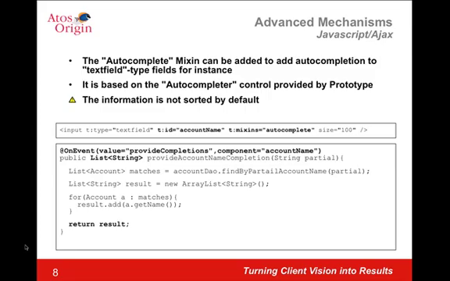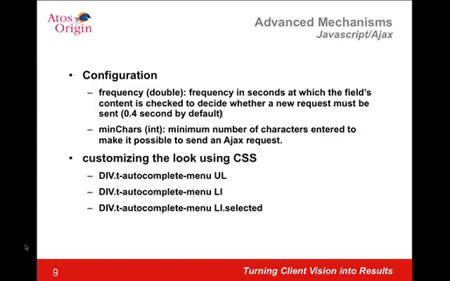When the user types some data in the field, the client-side JavaScript will send a request to the server to get completions. You have to write a method catching the provideCompletions event, and this method will take one parameter, the partial input value. The autocomplete mixin has some configuration parameters: the frequency at which the field's content is checked, and min-chars, the minimum number of characters before sending the first Ajax request. You can also customize your autocomplete by using these CSS classes.